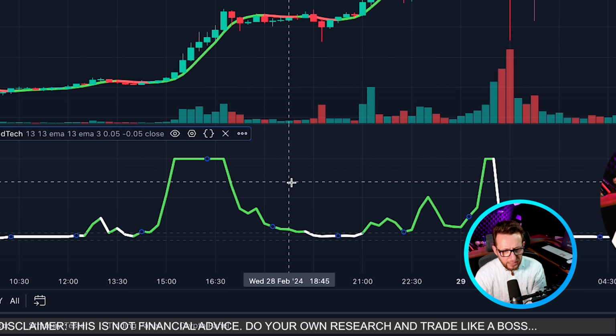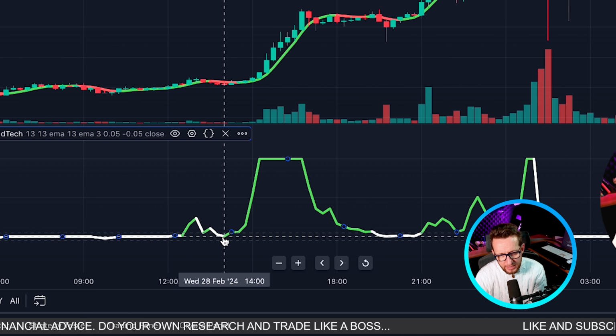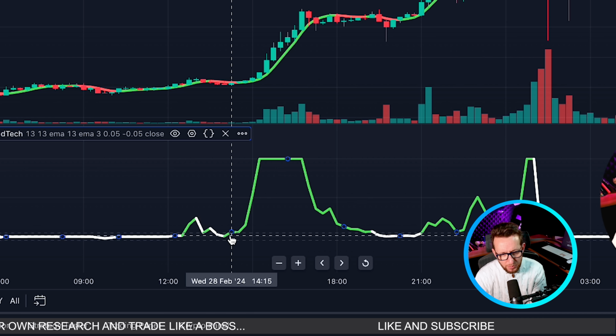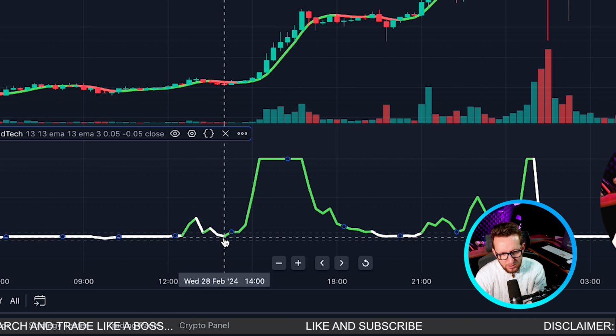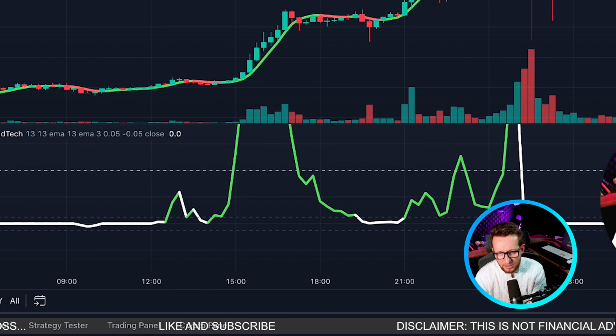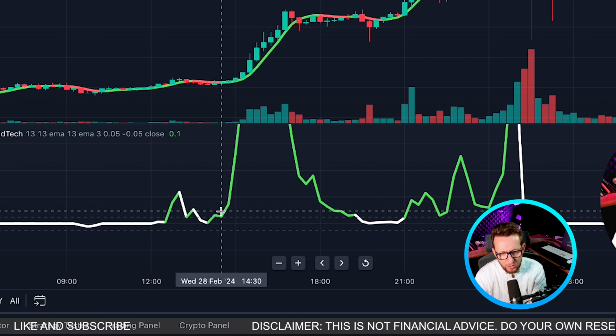Boom. Right, okay. For us to take a long, we would like for the TDFI, the trend direction force index, to be green. So it has to be highlighted in green. It is a crossover indicator. We're crossing over the 0 line. When we cross over the 0 line, it goes green.